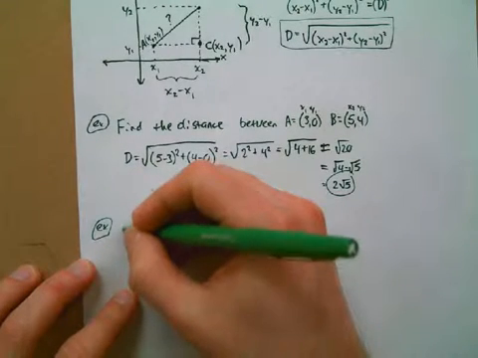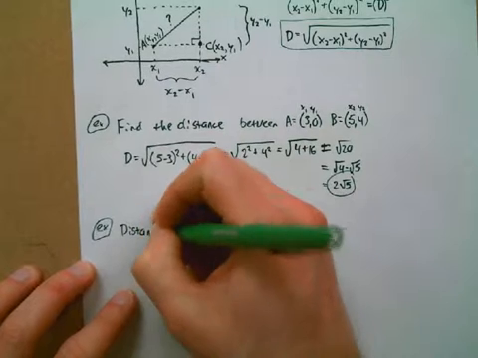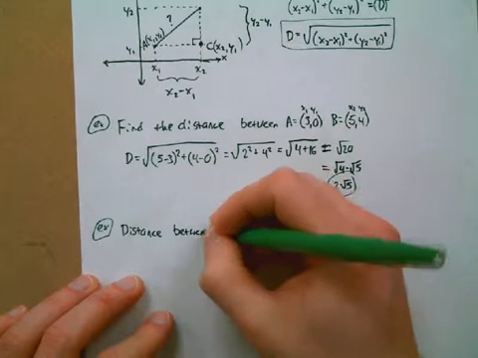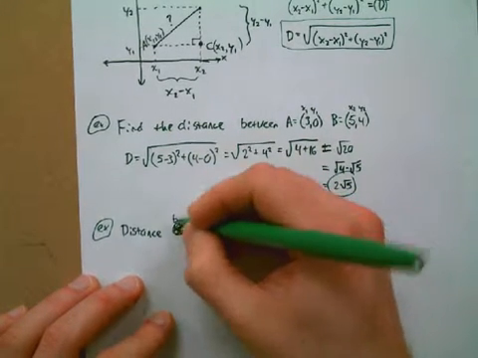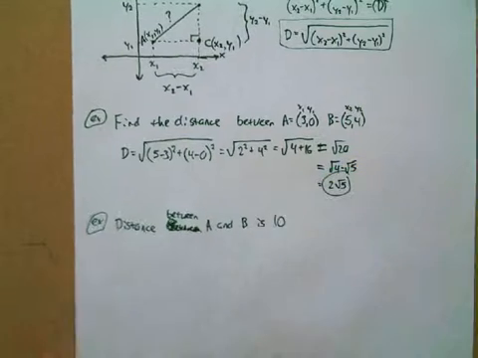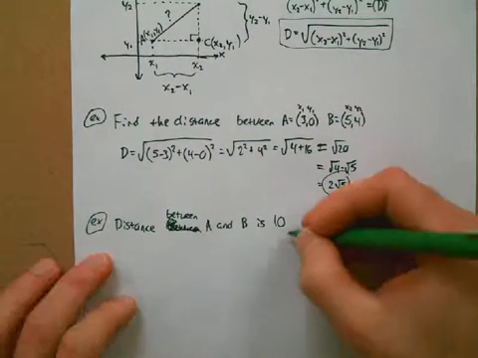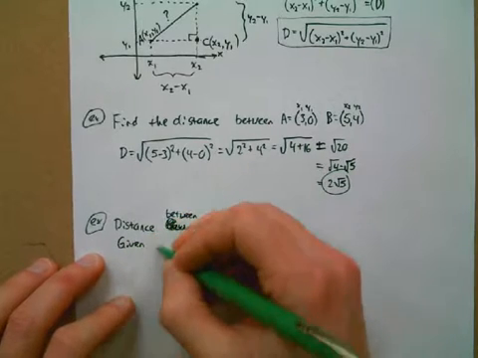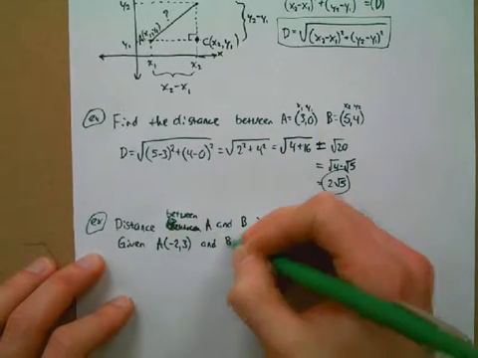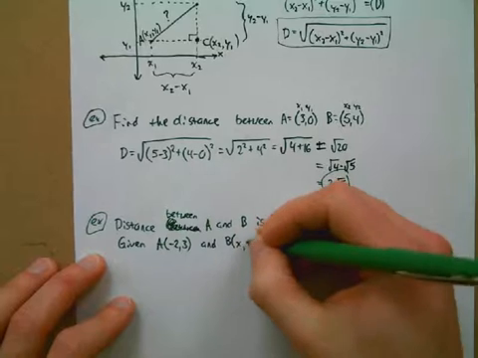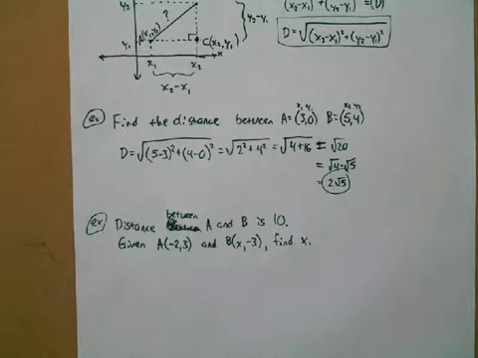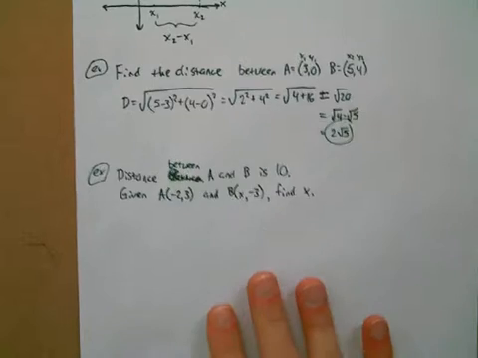Let's start with: the distance between A and B is 10. Given that A has the coordinates (-2, 3) and B has the coordinates (x, -3), find x.